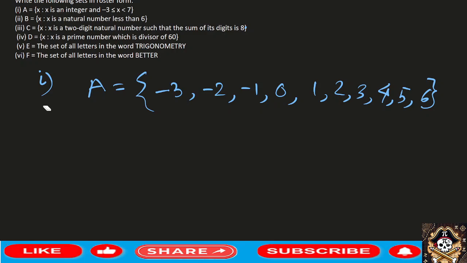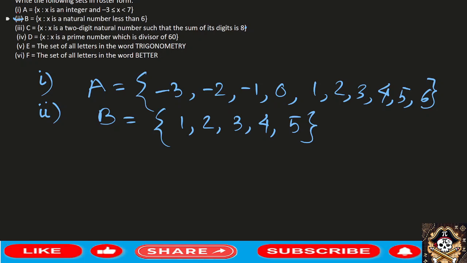Now move to the next set, set B. We say that x is a natural number less than 6. You all know that natural numbers start from 1, and we have to go till the natural number lesser than 6, that means we have to go to 5: 1, 2, 3, 4, 5. This will be the roster form of the set in this question.